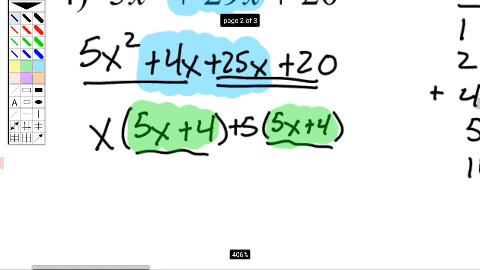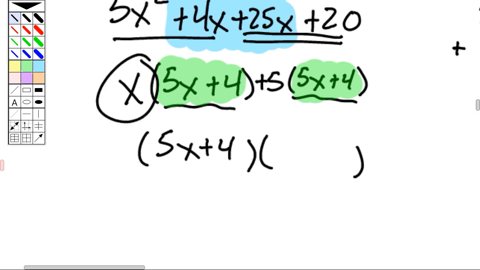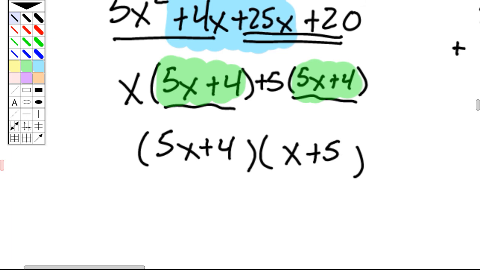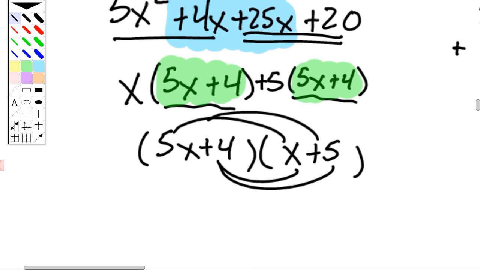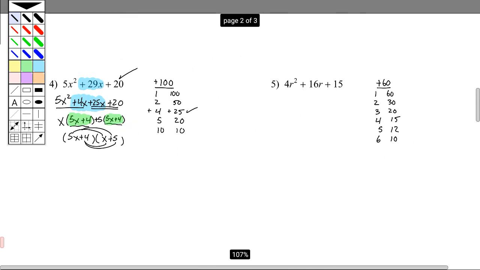Now let's just clean it up. They both have 5x plus 4. And what's the other one going to be? X. And what's next? Positive 5. So x plus 5. Now just like always, could I distribute this, and see if I get the original? Yep, you can always check factoring problems. Alright, last one.